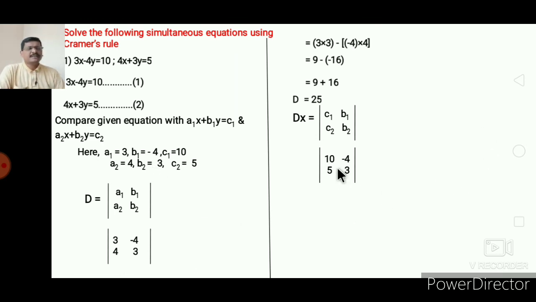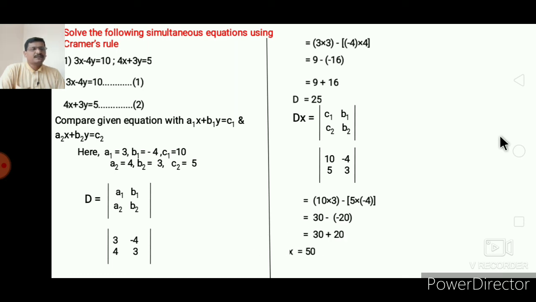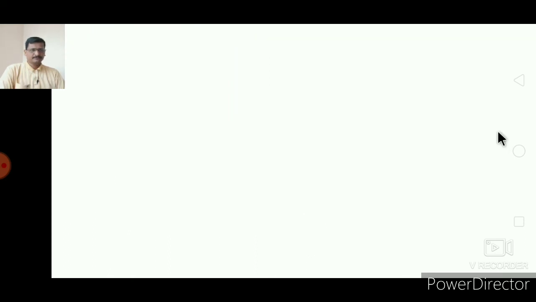Find the value of the given determinant. 10 into 3 minus 5 into, inside the bracket, minus 4. Therefore, 10 into 3 is 30 minus, if two numbers have different signs, the product of these two numbers is always a negative number. Therefore, minus 20. Therefore, 30 plus 20 is equal to 50. Therefore, the value of Dx is equal to 50.